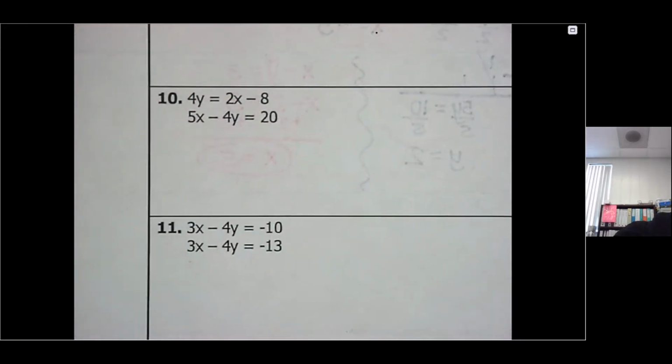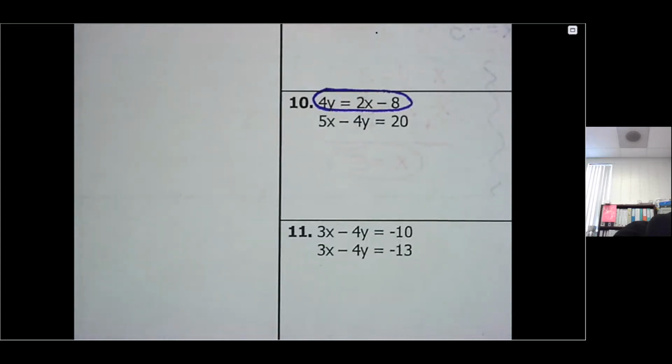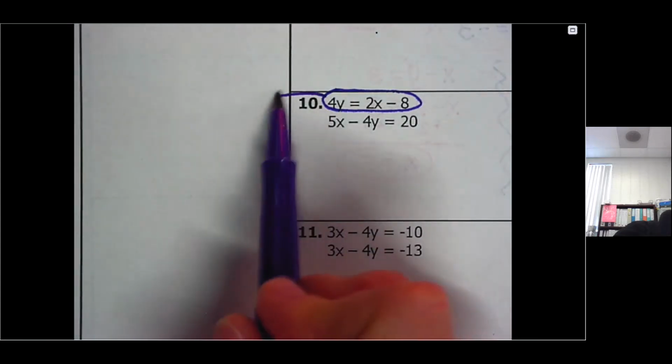I am going to rewrite the top equation just because they're smaller numbers, and so they're going to be a little easier to work with. So I'm going to rewrite this top equation first.